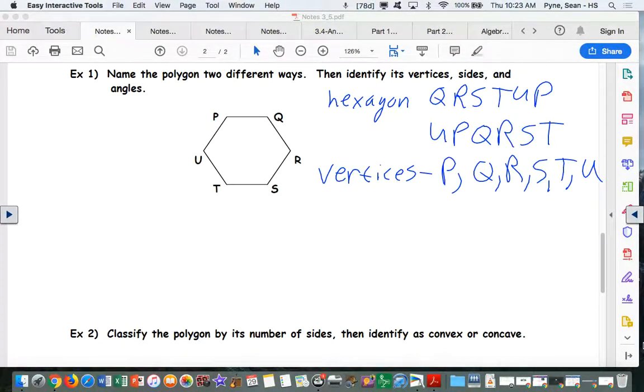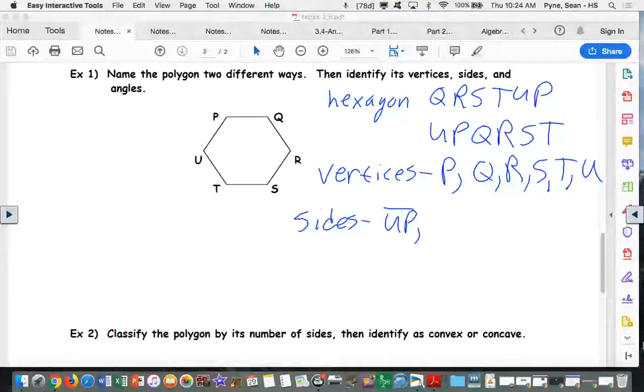Now they want you to identify the sides. We're only going to do this one way because there are multiple ways to do this. We're just going to pick a place to start at. Where would you like to start for sides? U. U what? Give me another letter. UP. So UP is a side.